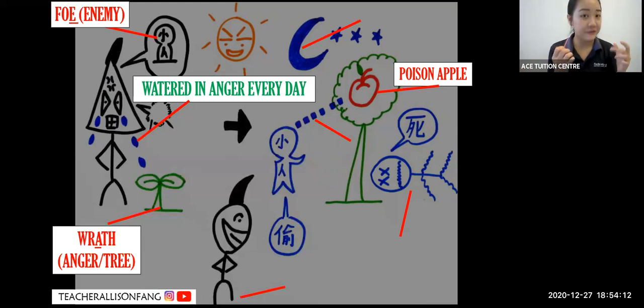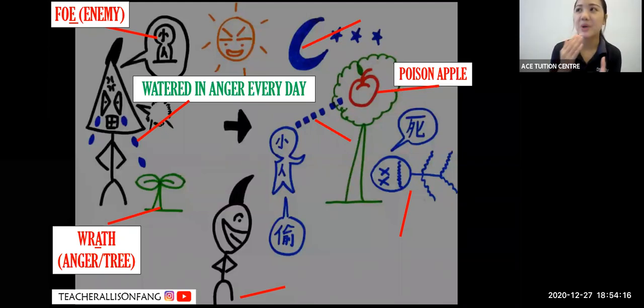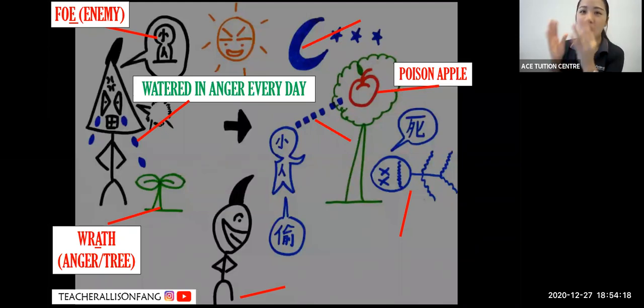So one day, the foe, remember, FOE, E stands for enemy. One day when the foe saw the apple, his desire was really strong, and he wanted to eat and steal that apple. As you can see here, the foe I wrote there in Chinese is called 小人. 小人 are usually people who don't really have good intentions in life.